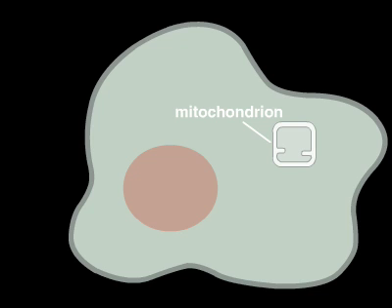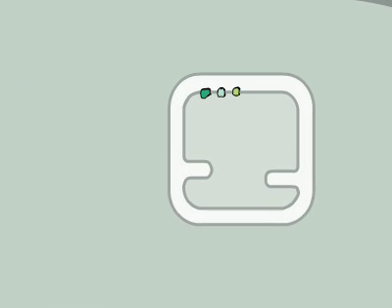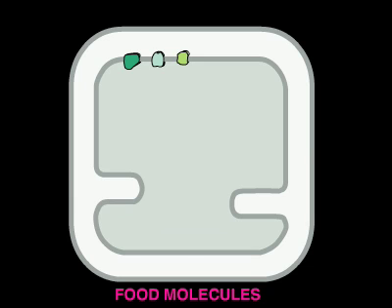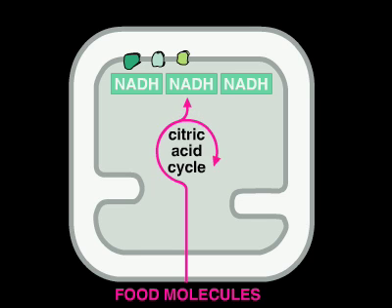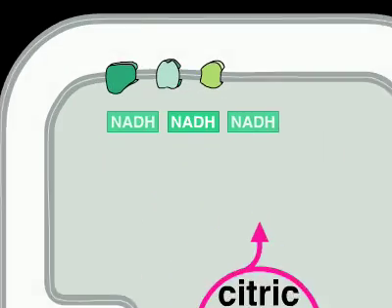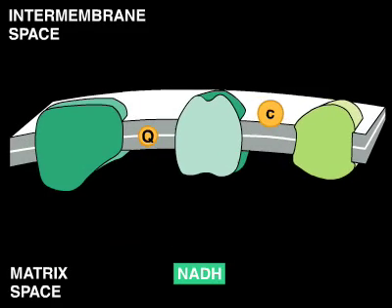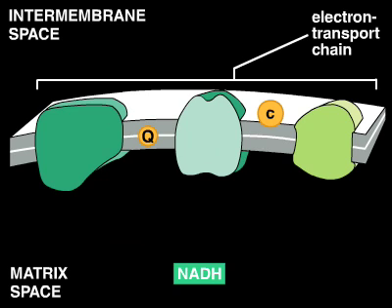The mitochondrion is the site of most of the cell's energy production. After food molecules are processed in the cytosol, they enter the mitochondrion, where they are further broken down. In the citric acid cycle, the molecules are stripped of high-energy electrons, which are donated to carrier molecules, such as NADH. The carrier molecules transfer the high-energy electrons to a chain of proteins called the electron transport chain, which is embedded in the inner mitochondrial membrane.